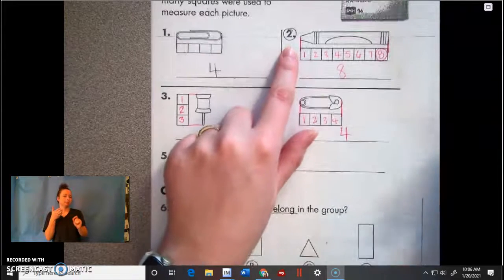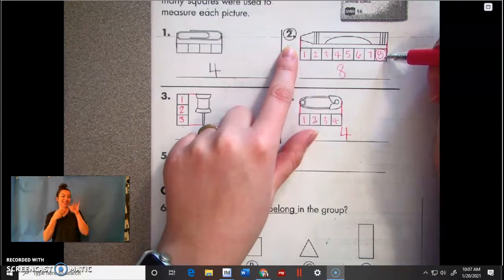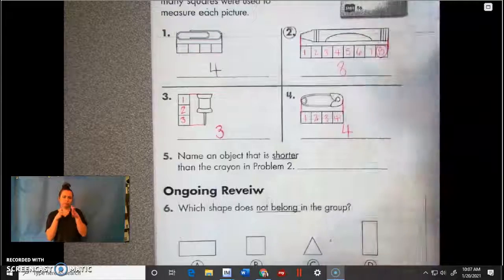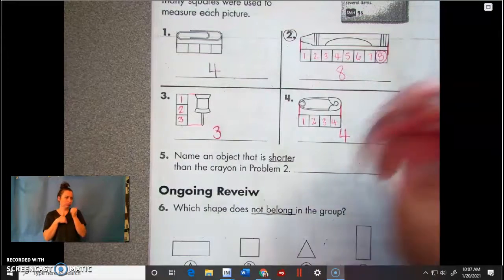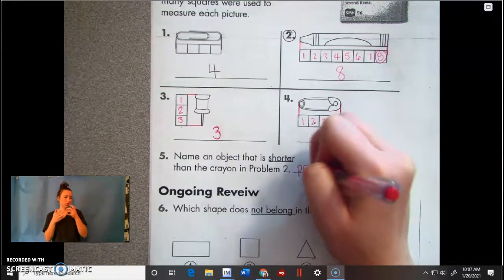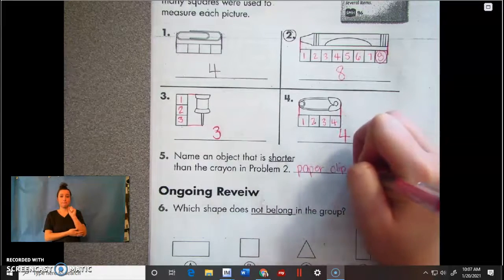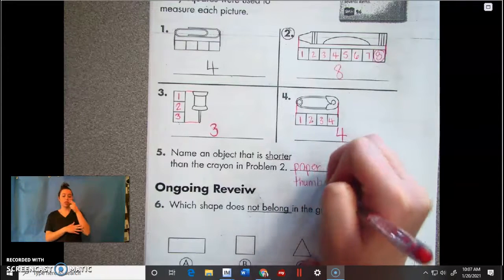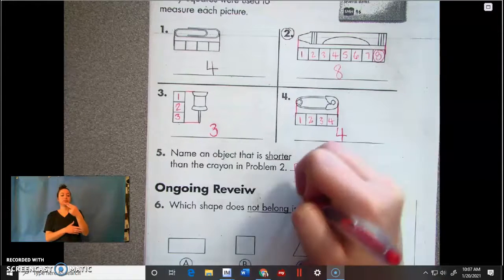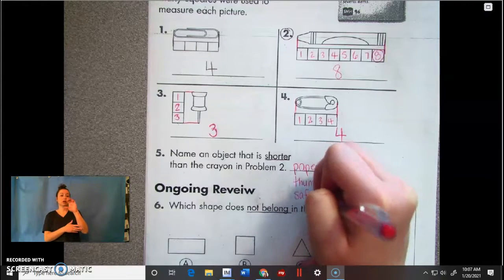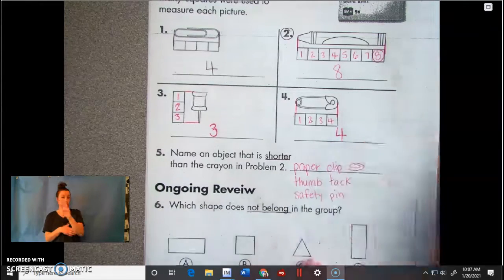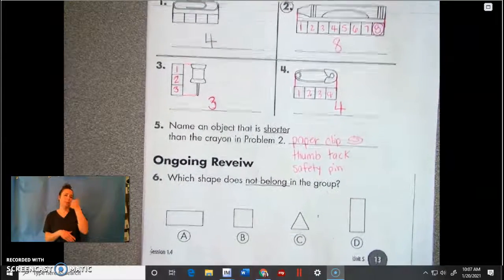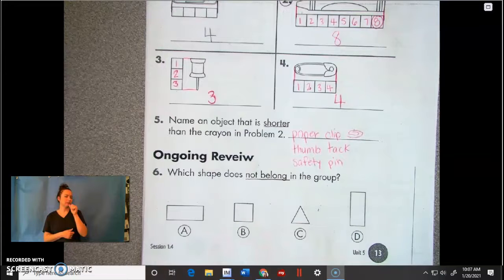All right, number 5 said name an object that is shorter than the crayon in problem 2. So let's look at number 2. The crayon was 8 squares long. So which one is shorter? They're all shorter, aren't they? So you could pick a paper clip. Then you can just draw it if you want to. A thumbtack. Or a safety pin. You can write it or draw it. If you didn't know how to spell it, that's okay. Spelling is not for a grade right now.